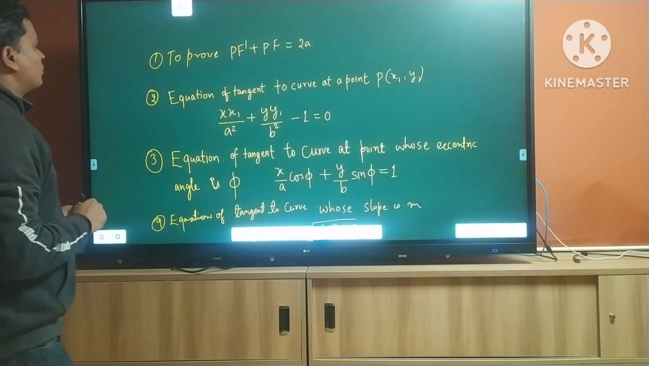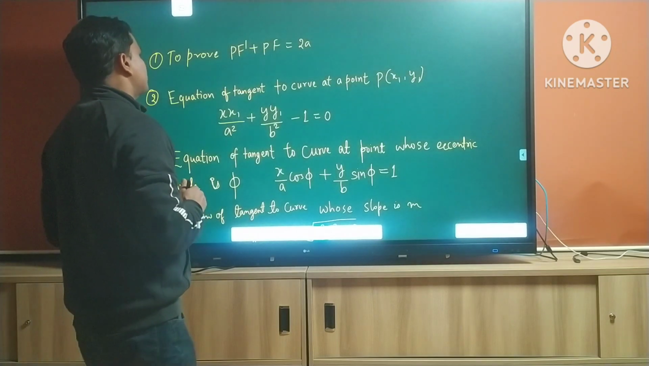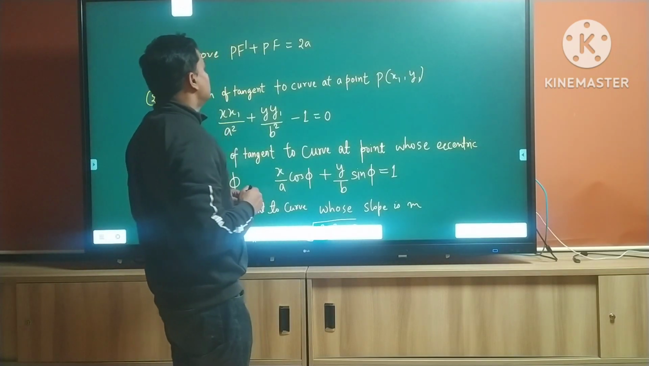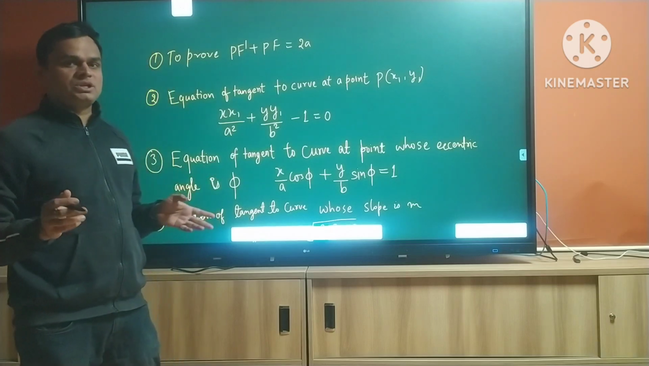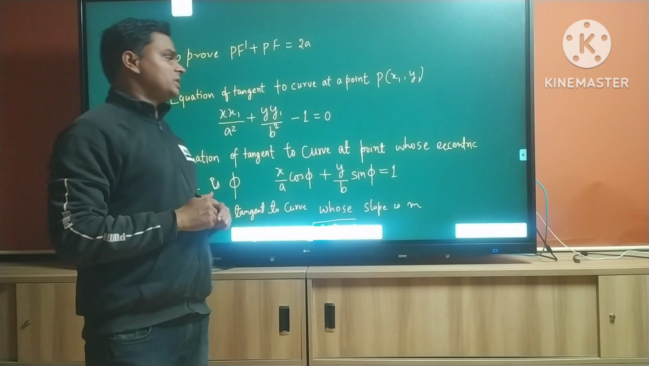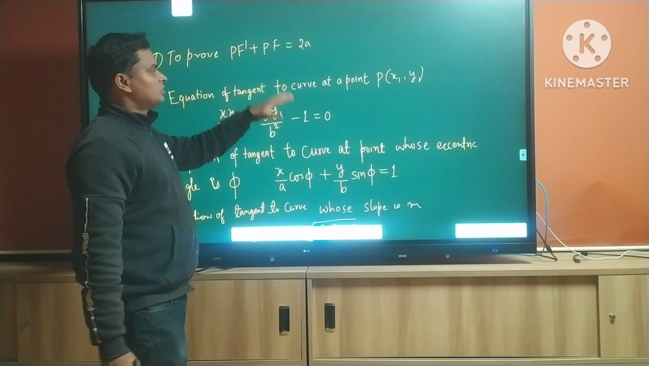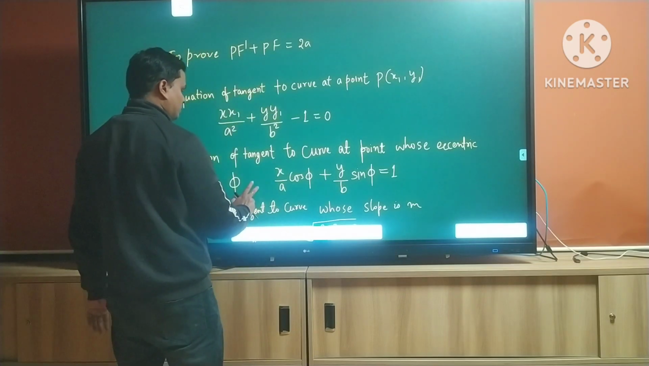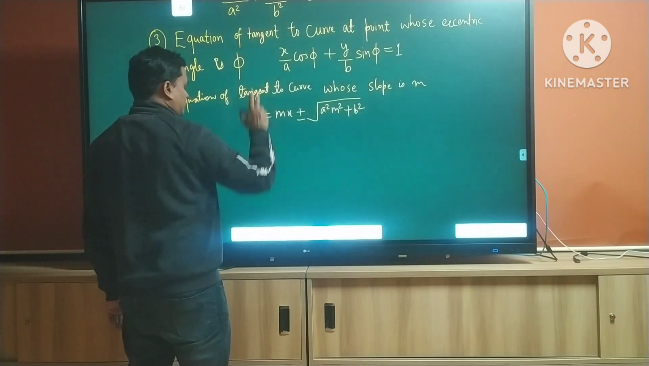And the first thing that we are going to prove here is that PF' plus PF is equal to twice of a. What is P? P is any point on the ellipse. And what are F' and F? They are the two foci of the ellipse. Yesterday we just read about this property. Today we are going to prove it. Okay, so let us do it quickly.